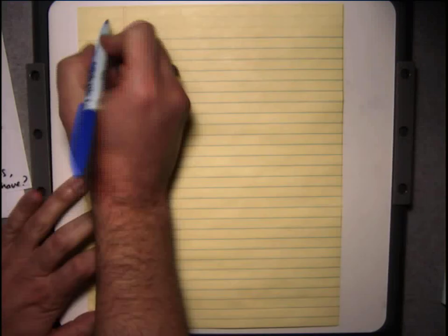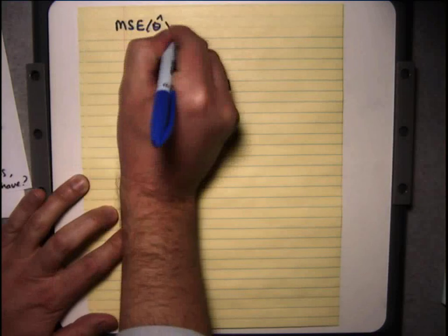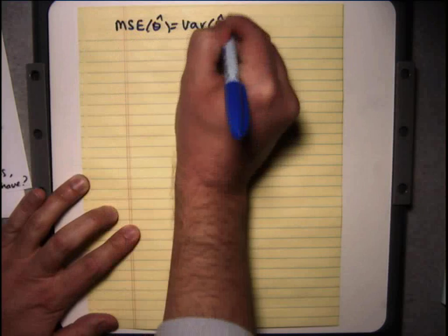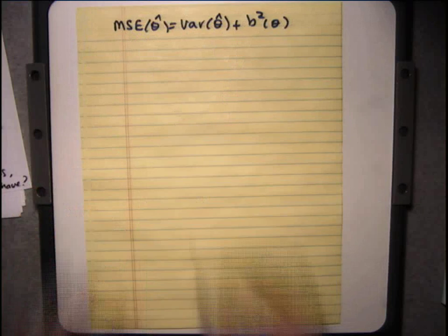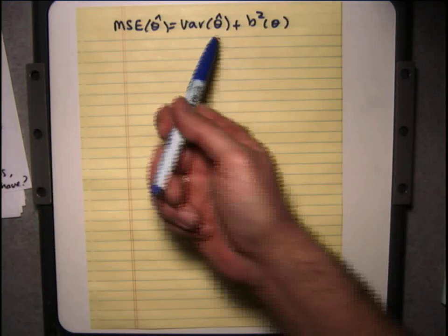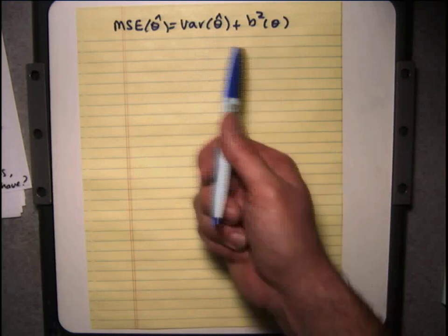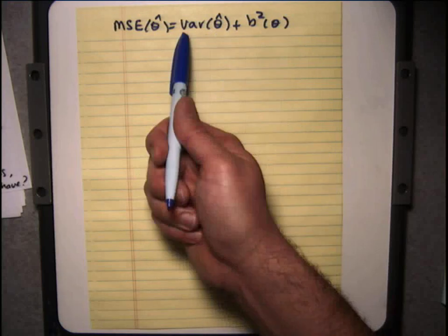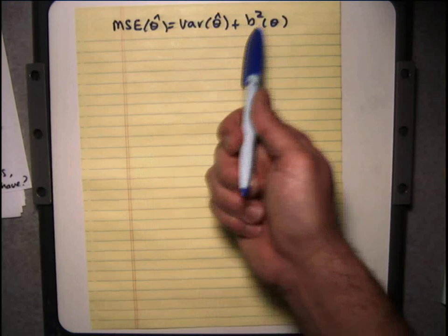Okay, so let me summarize what we just talked about. Mean squared error of theta hat is the variance of theta hat plus the square of the bias. By the way, I want to emphasize a notational issue here. You will see me often write the variance as a function of theta hat, whereas the bias I will write as a function of theta.